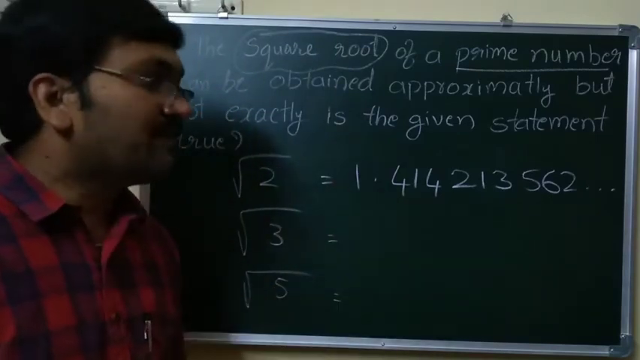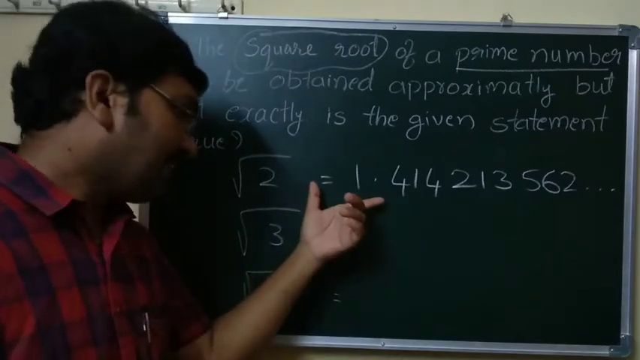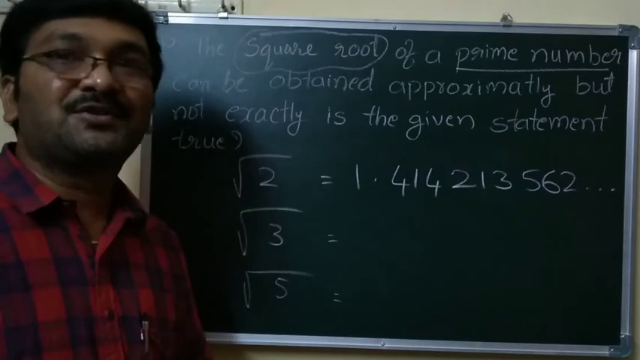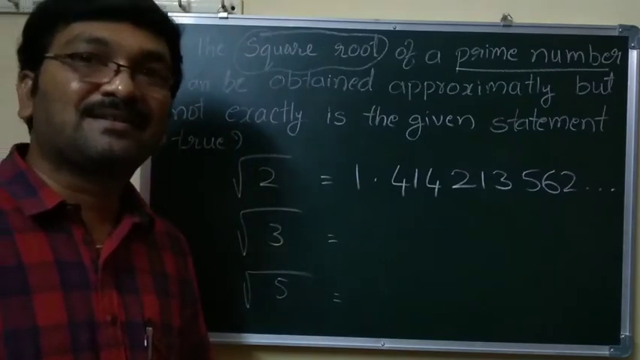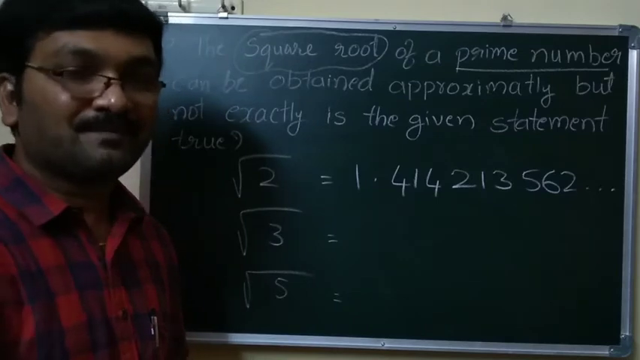It means no number is repeating. It means there is no repeating pattern. And so these numbers we say are the irrational numbers. I already explained this in a previous class.